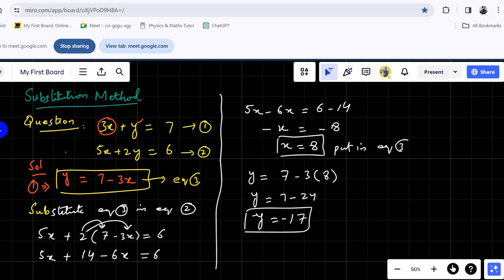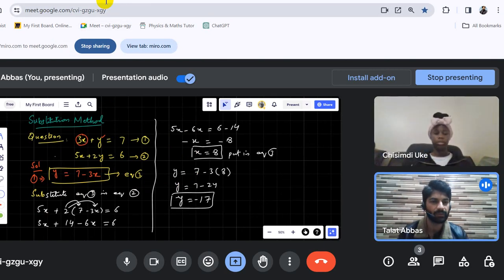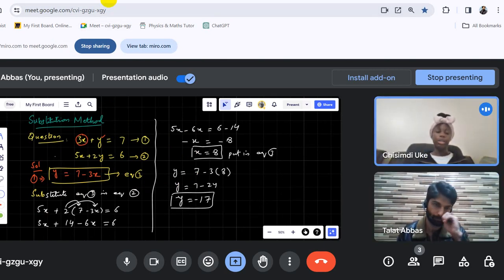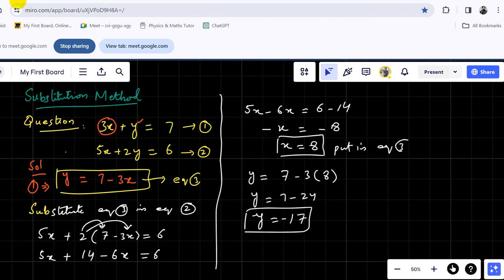So can you please check whether these values are correct or not? Is there any method to verify this? Please substitute these values and verify these values, whether these are correct or not. 8 and minus 17. Yeah.